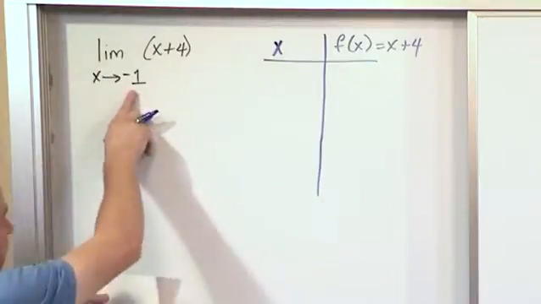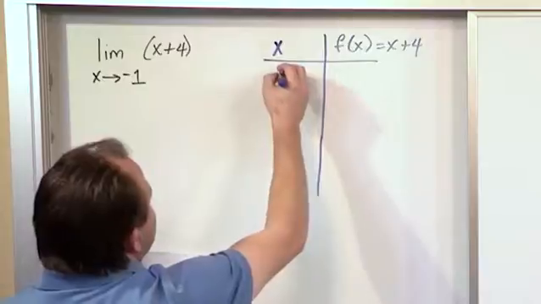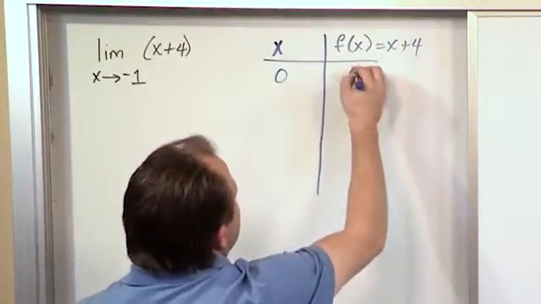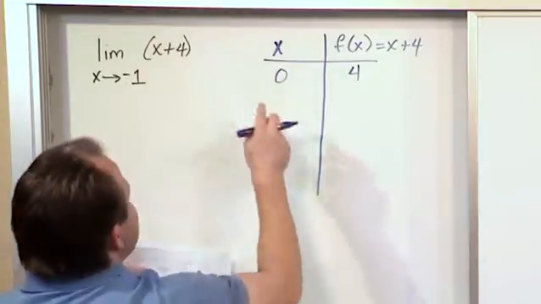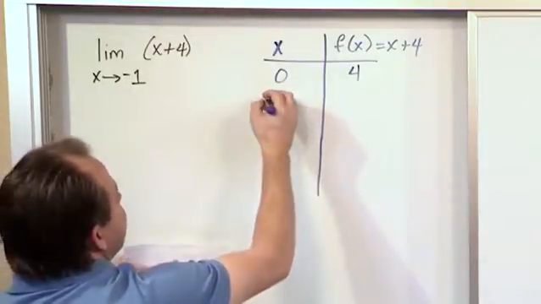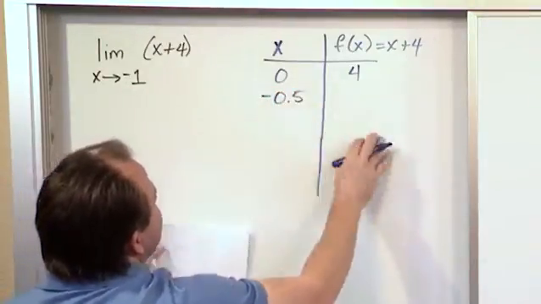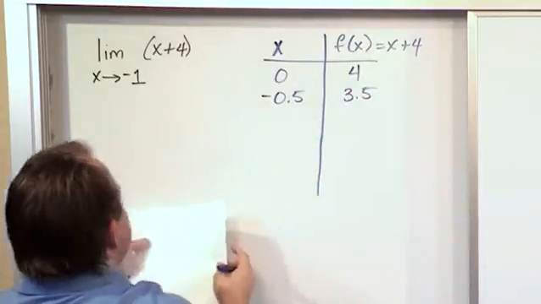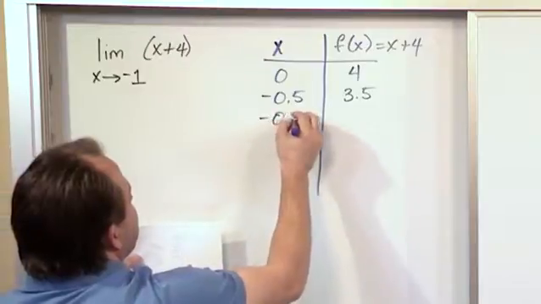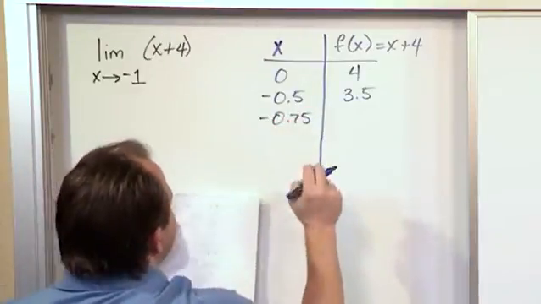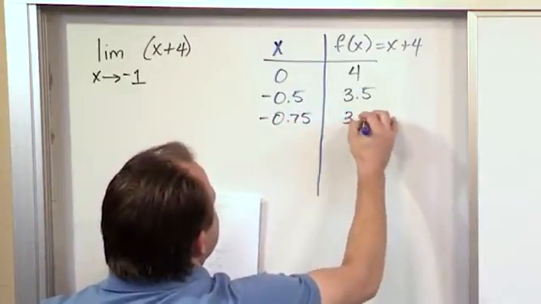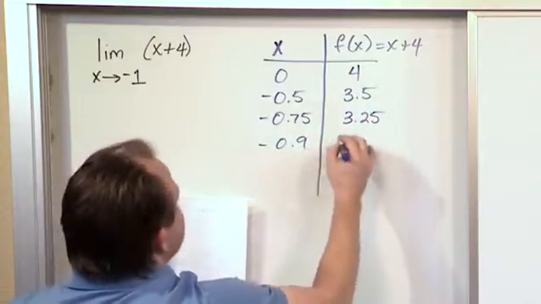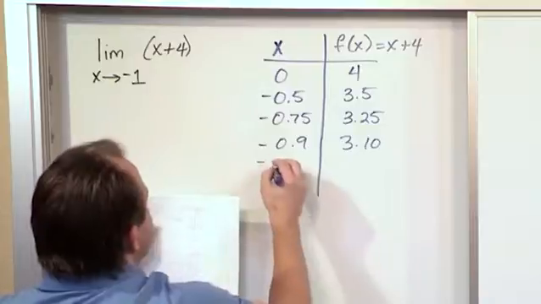So we're approaching the value of -1. First let's start at 0 because that's close to -1. If you put a 0 in here, you just get a value of 4 back. Okay? Now we're approaching -1, so let's go negative. If you move yourself to -0.5 and put this in, you'll get a value of 3.5. And if you get closer, -0.75, you'll get 3.25. And if you move over to -0.9, you'll get 3.10.